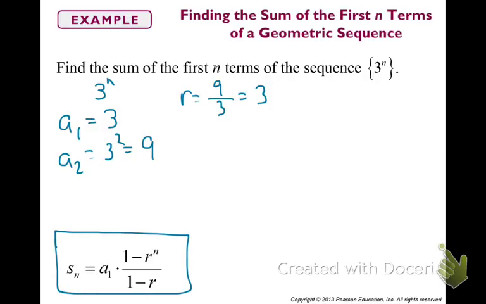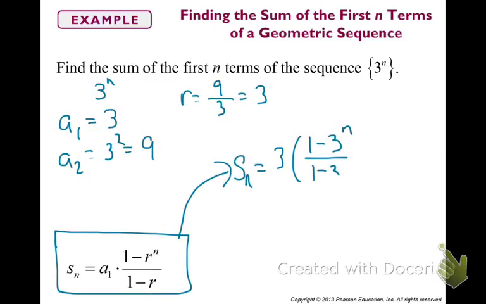All right, you guys, you're ready to just, let's bring this up and let's just drop everything in. So our summation, our a sub 1 we found to be 3. Okay. And then on the inside, 1 minus our ratio we found to be 3 too, right? Yeah, 3 to the n over 1 minus the 3. We are finding the sum of the first n terms. Since we do not know what this n is, we're not going to get a numerical value. We will just get a formula. We can do some simplifying, though.